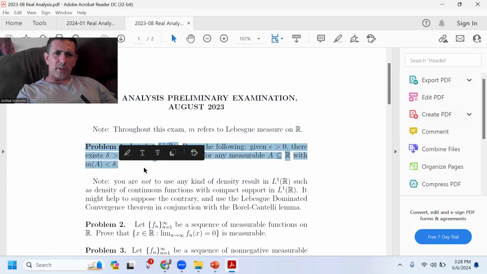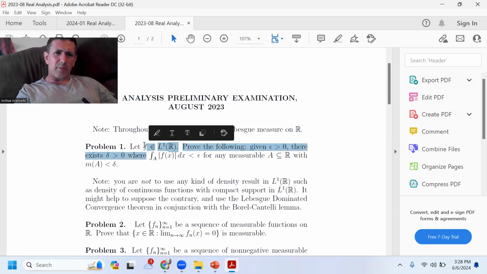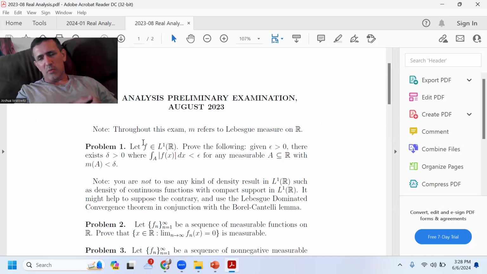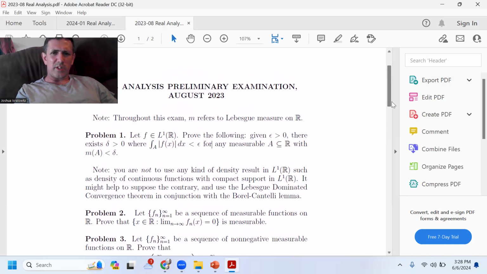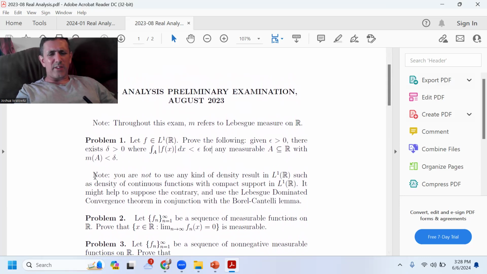So I do this one in a video. Trying to remember one of the newer videos. The easiest way to do this is density of step functions in L1, which, you really don't need that, just density of simple functions. A step function is a simple function. But yeah, you can do this with Borel-Cantelli. That's another way to do it. I'll do this one.